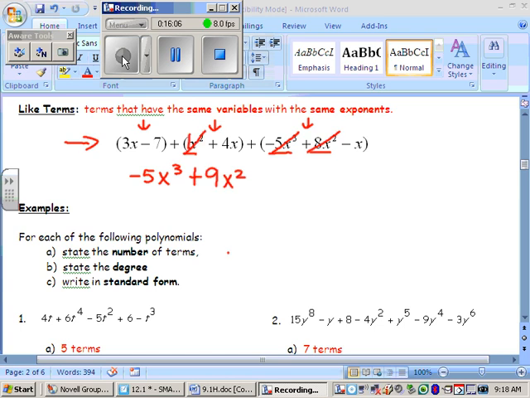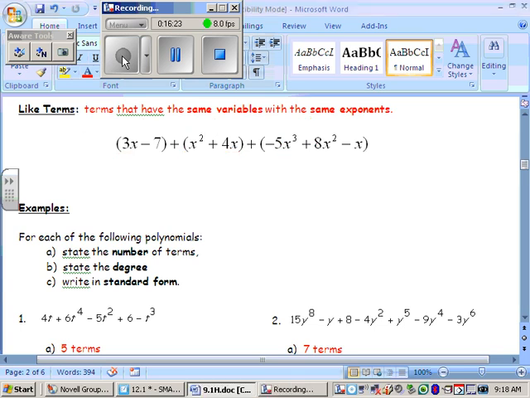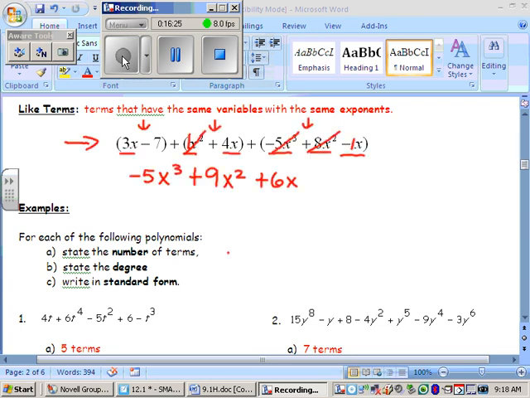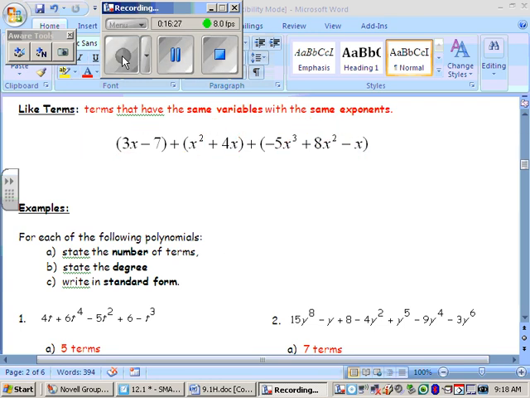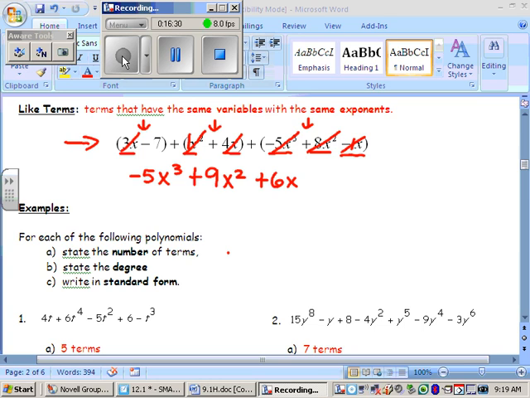We will then cross those out and move to the terms that have an exponent of 1, which would include the 3x, the 4x, and the negative 1x. In this case, we would add all three coefficients together, 3 plus 4, and then subtract 1, which leaves us with a positive 6x. Finally, we look for any constants. In this case, there's only one, and that would be our negative 7. So notice we've combined all like terms as well as written our answer in standard form.